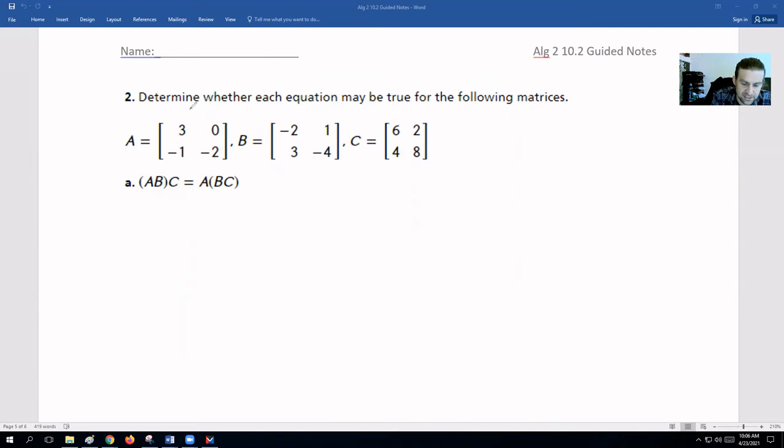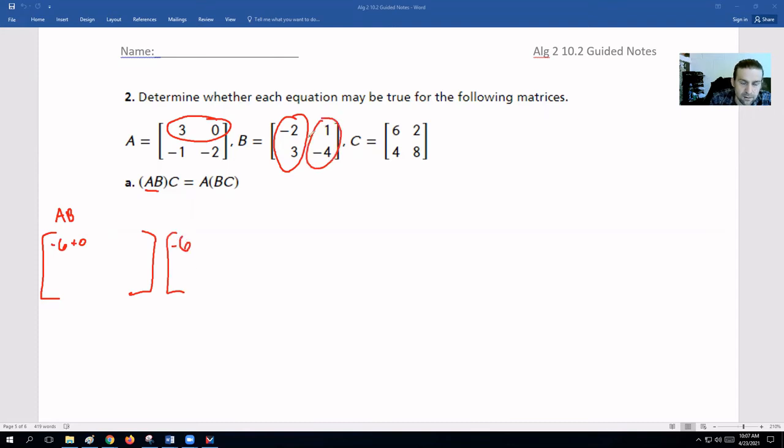So this next problem here, we're going to see if AB times C equals the same thing as A times BC. So what we have to do first is A times B. We'll figure out what AB is. First row, first column: 3 times negative 2 is negative 6. 0 times 3 is 0. So that's negative 6. And then 3 times 1 is 3. 0 times negative 4 is 0, and that would be 3.